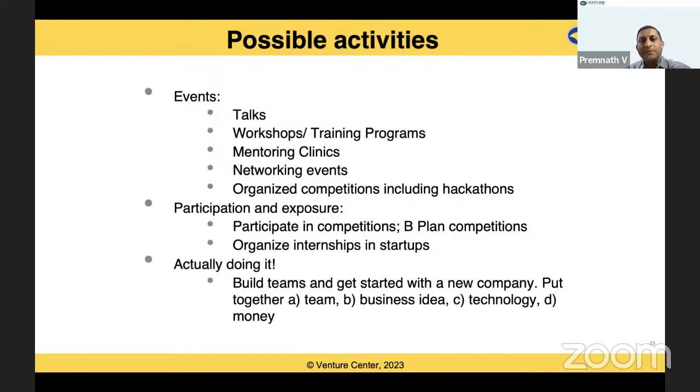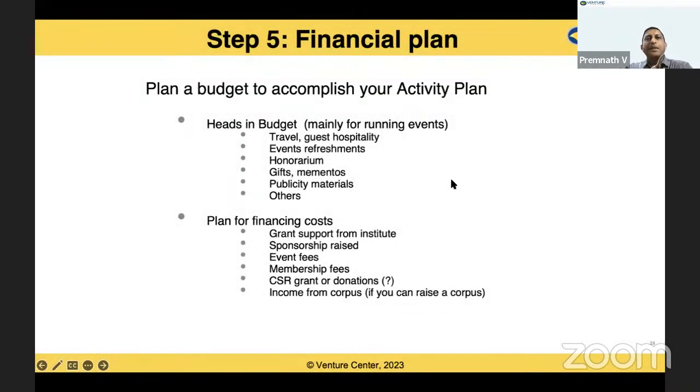If some of the students are really keen on building a company while they are in college or school, they could do it. It's a matter of putting the team, the business idea, technology, and money together, and making sure there's a mentor who guides them through that process as well. So these are some activities which you can consider for your entrepreneurship club.